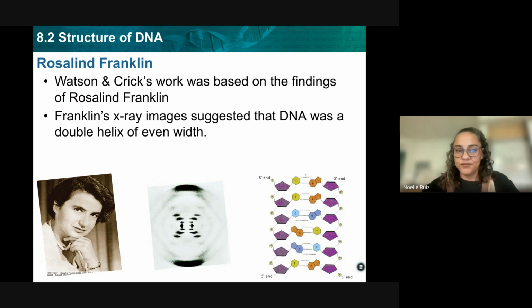Not like my circle. And those are the rungs in the middle, the part that you would step on. Those are the base pairs. And Franklin's X-ray images suggested that DNA was a double helix of even width. I already said that. The way they got this picture of Rosalind Franklin's is a little shady. But again, that is what your Edpuzzle is about this week.